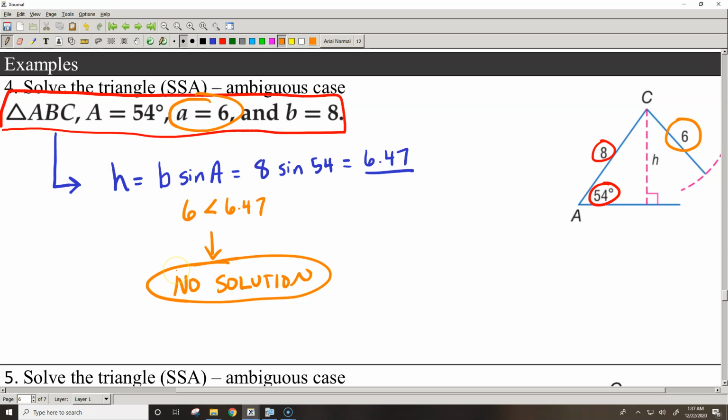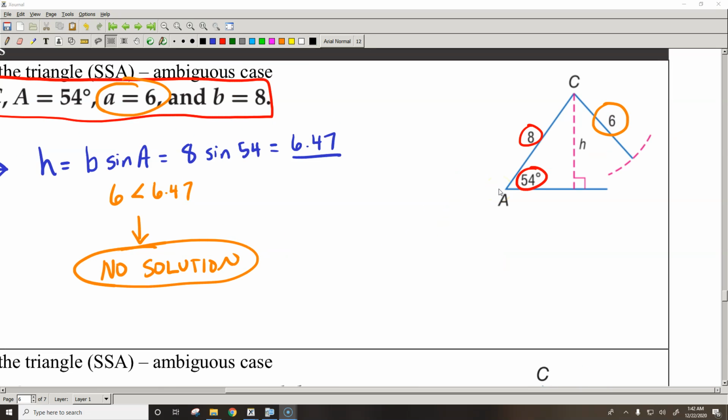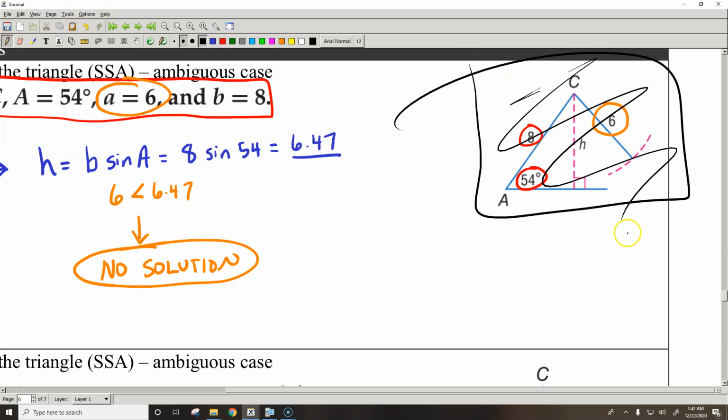Now, another way you can do this problem is if you just went ahead and tried to solve the triangle using the law of sines, you would run into an error when you tried to calculate the next side. So for example, let's say we didn't have this nice picture already drawn for us, and we just wrote out our triangle like this. We said A, B, C, and we said this is 54, 8, and 6.